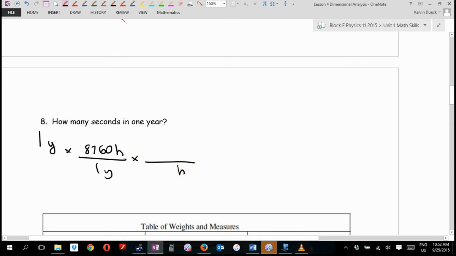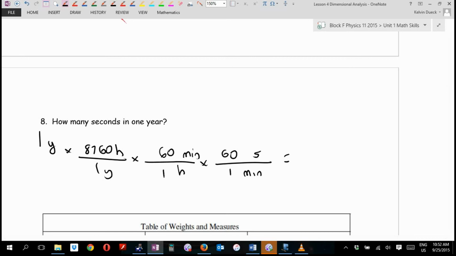Do I know how many seconds are in an hour? By the way, I do. There's 3,600 seconds, and some of you might end up memorizing that. And if you do, you can feel free to use that. I won't take marks off, but I'll assume you don't have that memorized. I'll say to myself, how about 60 minutes is 1 hour? And then to cancel minutes, how about 60 seconds is 1 minute? I think the number of seconds in 1 year is 8,760 times 60 times 60 times 1 divided by 1 divided by 1.